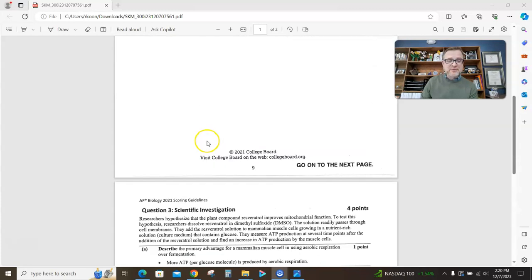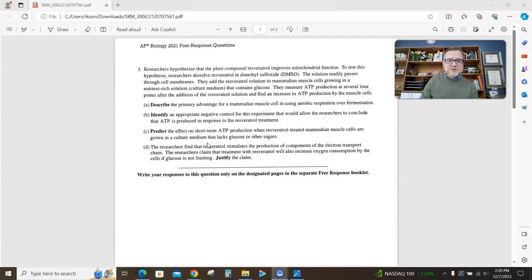Either one would work. And lastly, part D, the researchers find that resveratrol stimulates the production of components of the electron transport chain. The researchers claim that treatment with resveratrol will also increase oxygen consumption by the cells if glucose is not limiting. Justify the claim. So in the electron transport chain, the chain consumes oxygen. Oxygen is the final acceptor of the electrons.